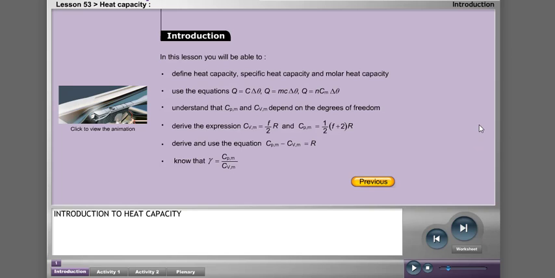Use the equation Q equals C times delta theta, Q equals mc times delta theta, and Q equals nCm times delta theta. Understand that Cp,m and Cv,m depend on the degrees of freedom. Derive the expression Cv,m equals f over 2 times R and Cp,m equals 1 over 2 times (f plus 2) times R. Derive and use the equation Cp,m minus Cv,m equals R and know that gamma equals Cp,m over Cv,m.